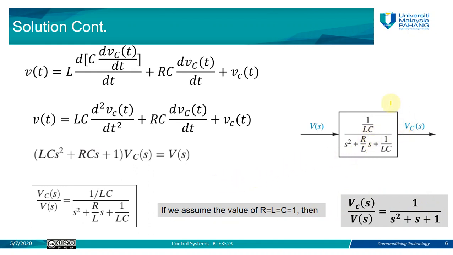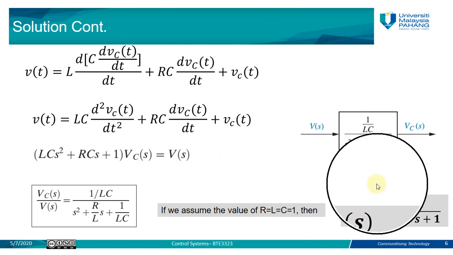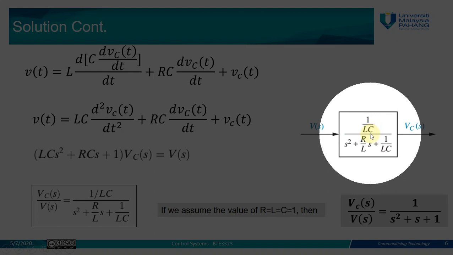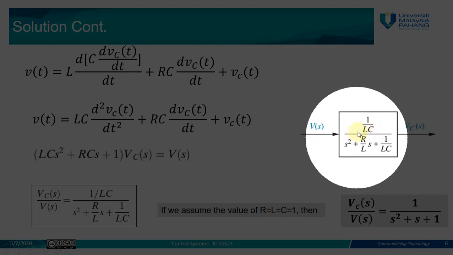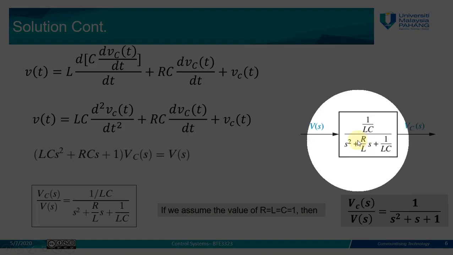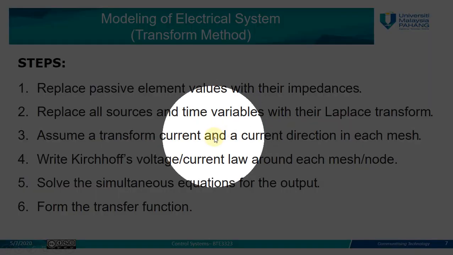But actually the transfer function of the series electric circuit that we have is equal to 1 over LC over S square plus R over L S plus 1 over LC. So this is the transfer function that we have for the electric circuit using the differential equation method. Later on we will see how to find this transfer function by using the transform method.